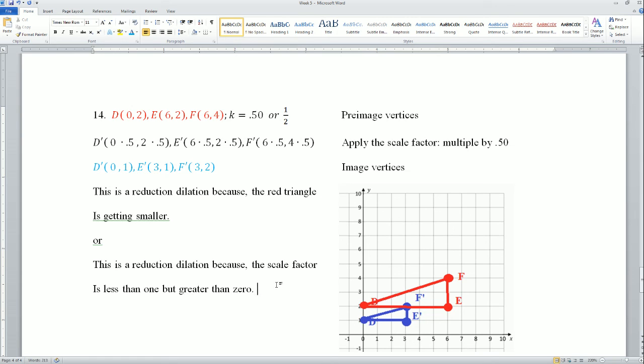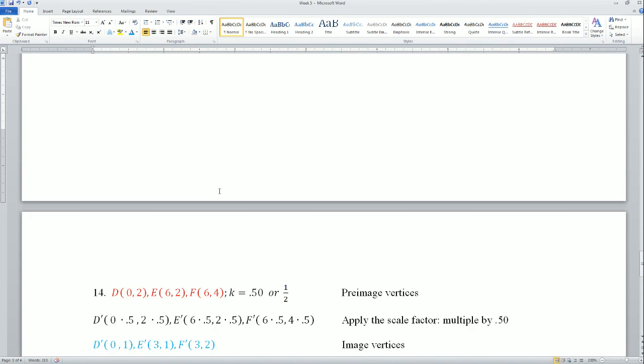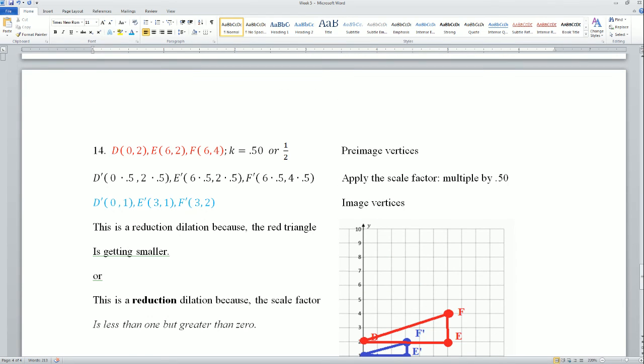Again, that comes from the definition of a reduction. The scale factor is less than 1 but greater than 0, while an enlargement is greater than 1. Make sure you understand the scale factor here. And that's it. Those are the homework solutions.